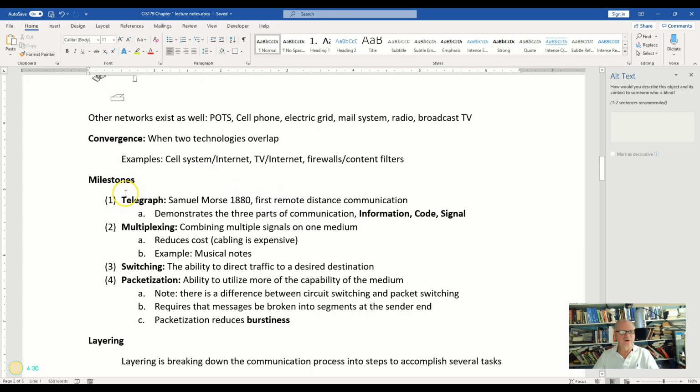Next, we're going to take a look at some of the milestones in networking. And for this, I'm going to cut it off here and do this in a separate video. So I look forward to coming back and looking at these 4 big milestones in networking, or I should say in computer networking, as it has developed over the last several years.